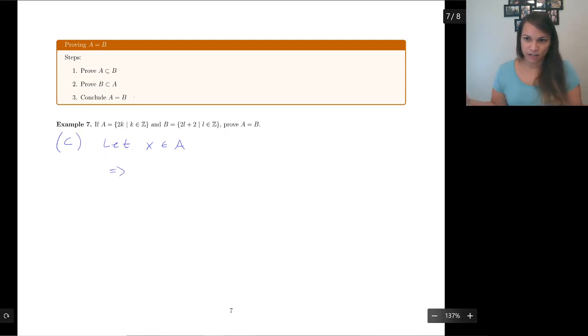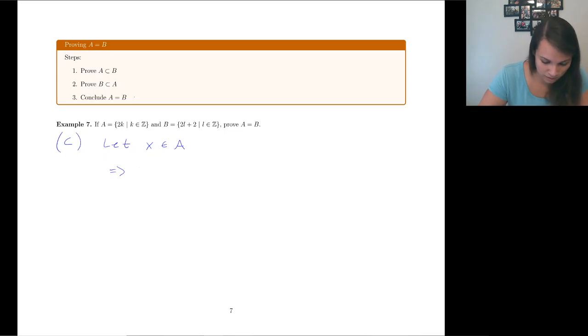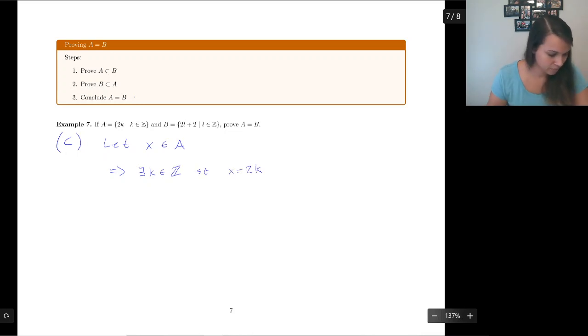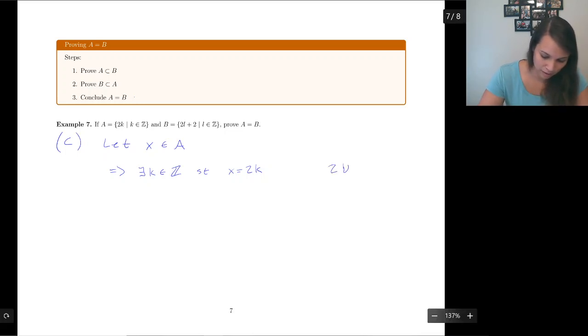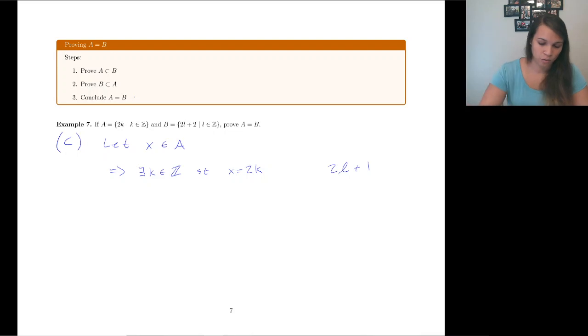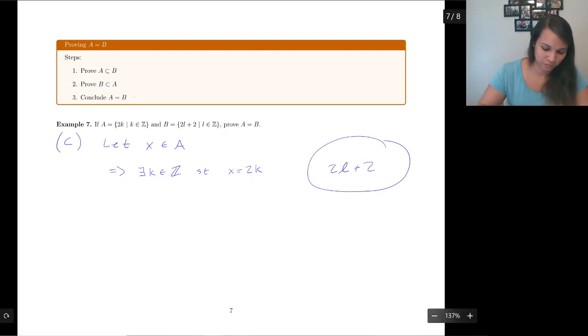By definition of our set A, we can conclude that there exists an integer k such that x is equal to 2k. Now we're going to try and manipulate this. We want it to end up looking like 2L plus 1. So, that's odds, 2L plus 2. This is the goal. So I'm going to manipulate this a little bit.